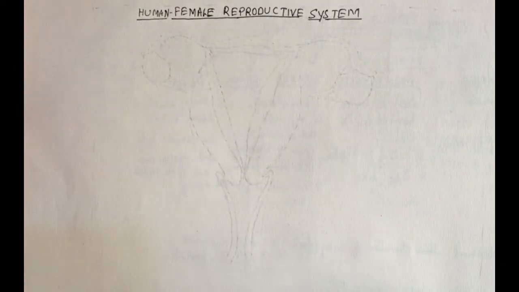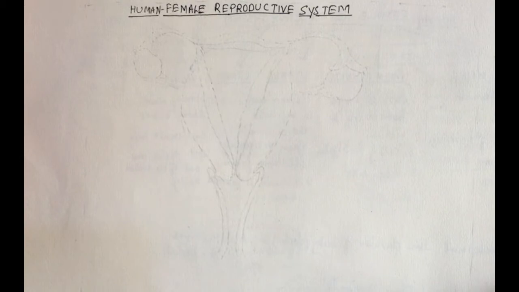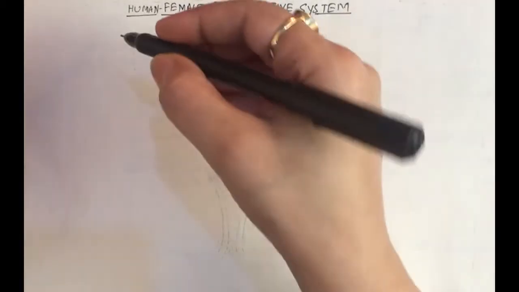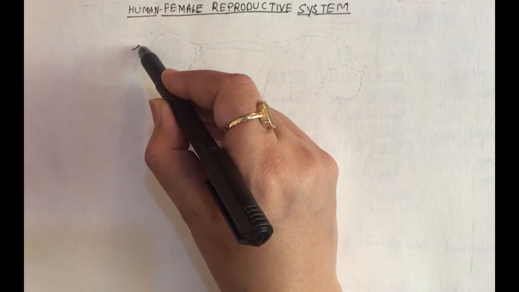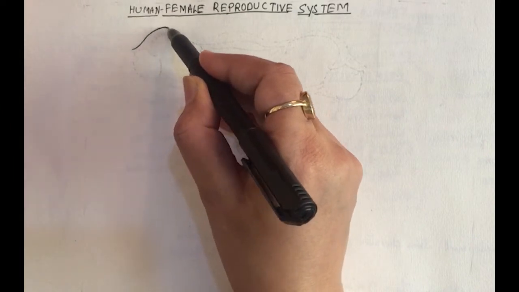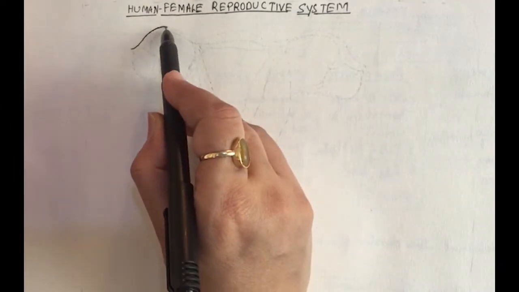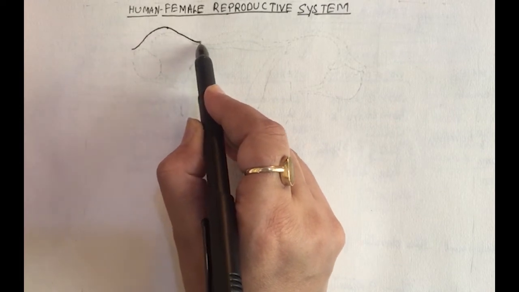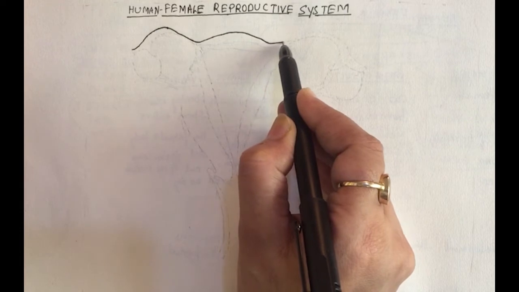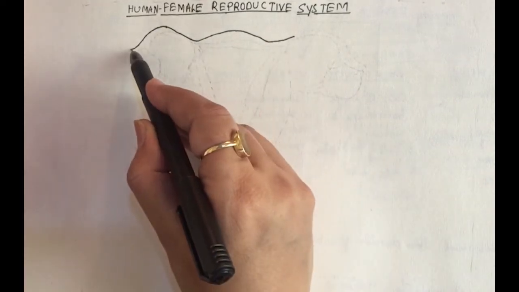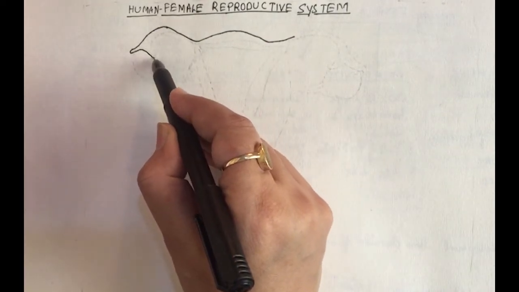Children, now get your pen, paper, pencil, erasers and start drawing with me. So first we will draw oviducts. You can draw with me. We will start from here. I will draw slowly and slowly so that you can also draw with me.